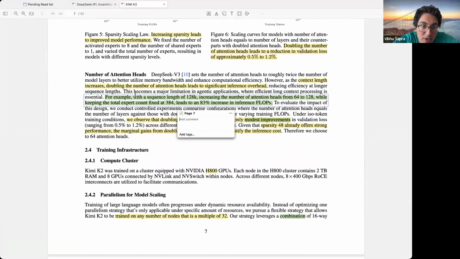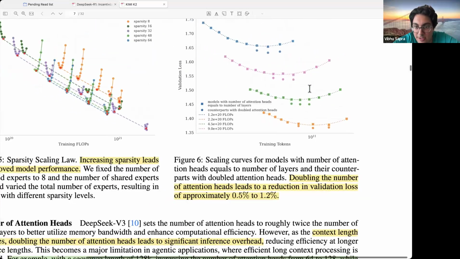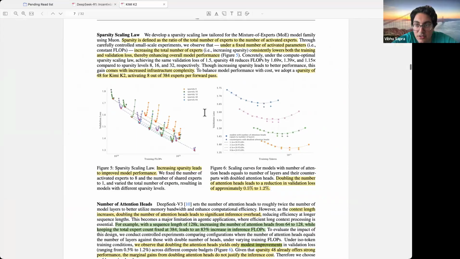So here's a cool quote. With a sequence length of 128K, doubling the attention heads from 64 to 128 while keeping the total expert count fixed leads to an 83% increase in inference flops. So you're nearly doubling the compute required for inference by doubling your attention heads, but the performance increase is very small. And it had instability issues with their optimizer. This doesn't mean that AdamW with more attention heads isn't stable, but it's a big compute cost. So something to note there.